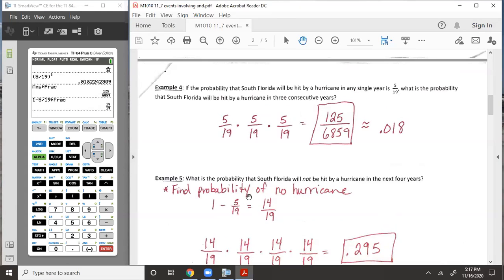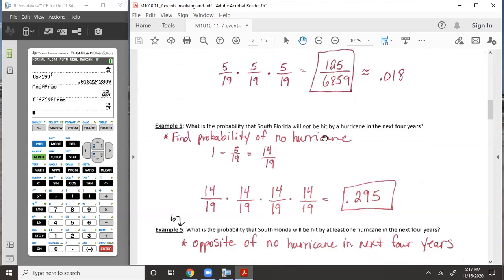So that is the probability of Florida not being hit by a hurricane. So the probability that they will not be hit by a hurricane in 4 years is 14 over 19 to the 4th power.